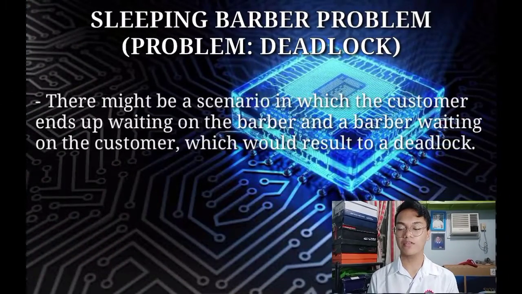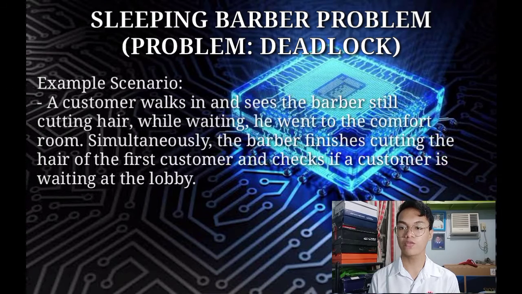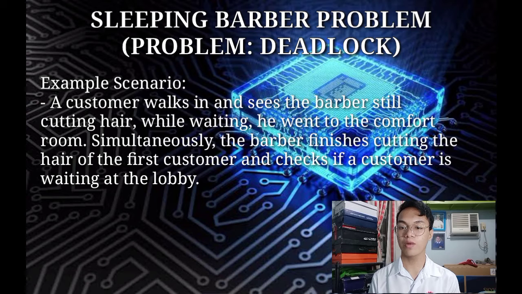And now, we are going to the problems that occur in the sleeping barber problem, which are deadlock and starvation. I will be starting with the deadlock. There might be a scenario in which the customer ends up waiting on the barber and the barber waiting on the customer, which would result in a deadlock. An example scenario of this is when a customer walks in and sees the barber still cutting hair. While waiting, he went to the comfort room. Simultaneously, the barber finishes cutting the hair of the first customer and checks if a customer is waiting at the lobby.